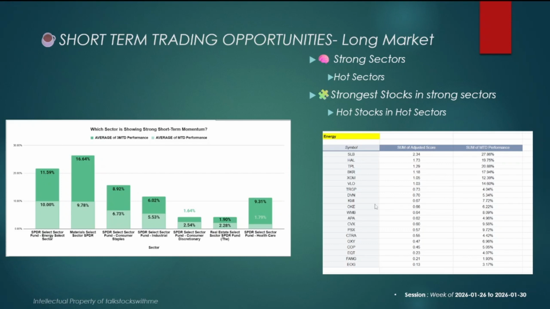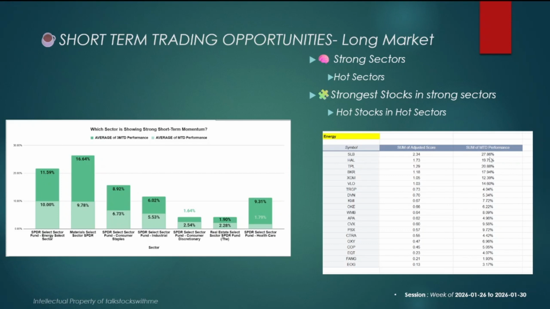And to be able to arrive at that, for both the sectors and even the stocks within the sectors, I have created an adjusted score. This is my custom scoring technique, where I'm able to identify the hot stocks and the hot sectors, right? So you can see this is within the energy sector. Just focus on energy for an example here. You can see these are the stocks within the S&P 500 that are hot, right? You can see Schlumberger, Halliburton, TPL, BKR, XOM.